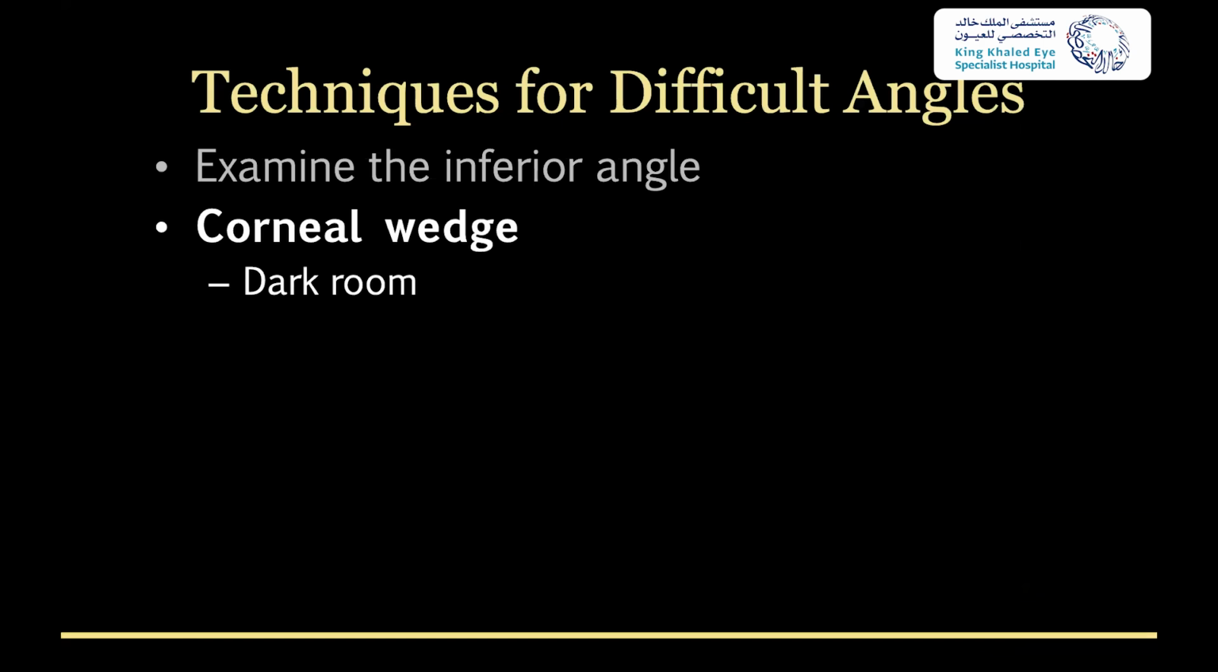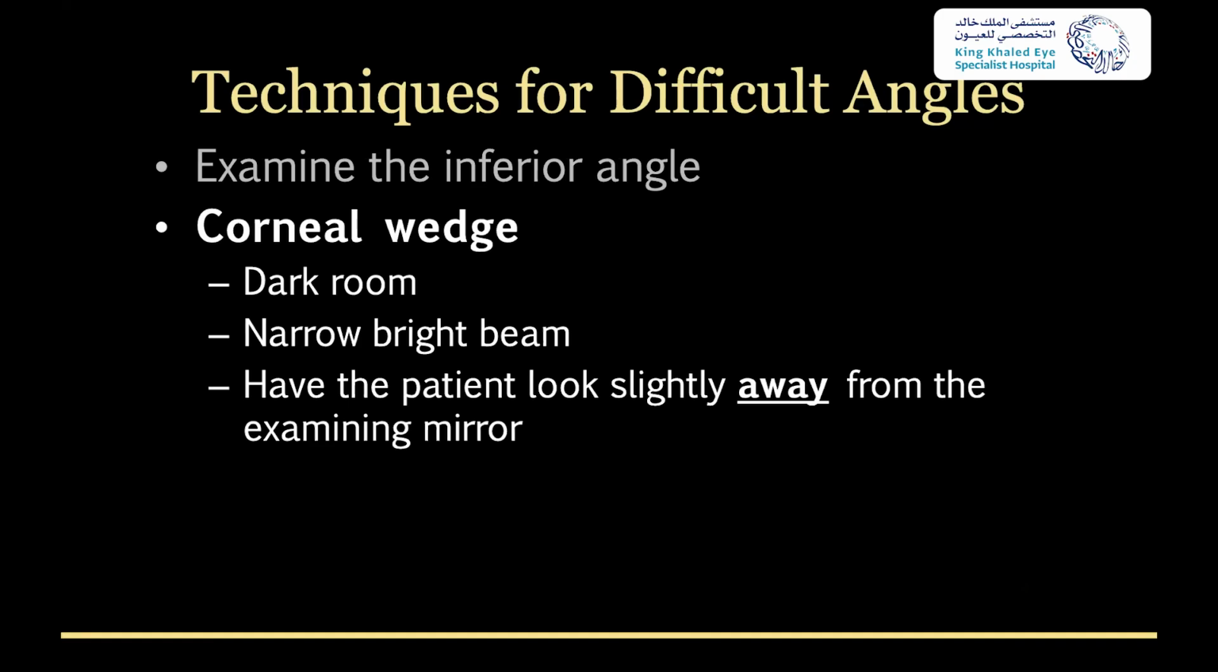So of the things I'm talking about, I find the corneal wedge the hardest thing to do. And you need to do it in a dark room with a narrow, bright beam of light. When I was struggling, Lee Allen, who did all these amazing paintings that are in my book and in my lectures, I asked him how he always got a corneal wedge. And he said, have the patient look slightly away from your examining mirror. So you're looking at the inferior angle, you have them look just a little bit up, and that'll bring your view more up onto the cornea. That made a huge difference for me.